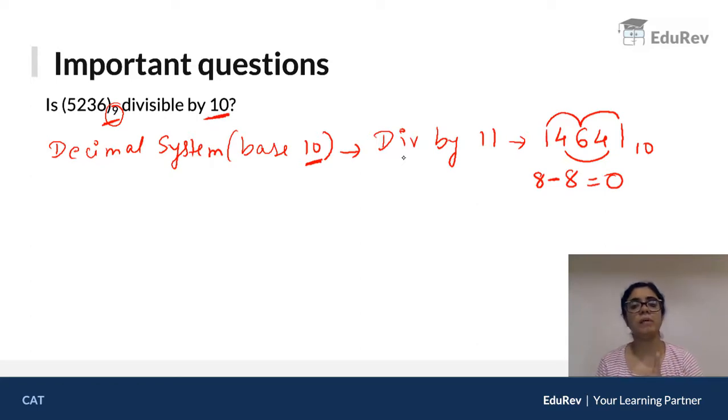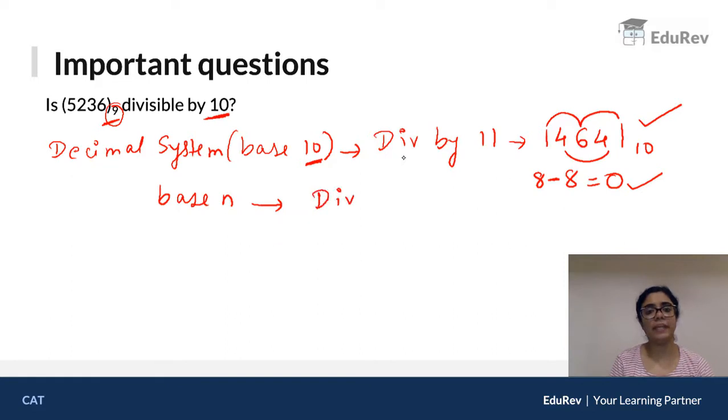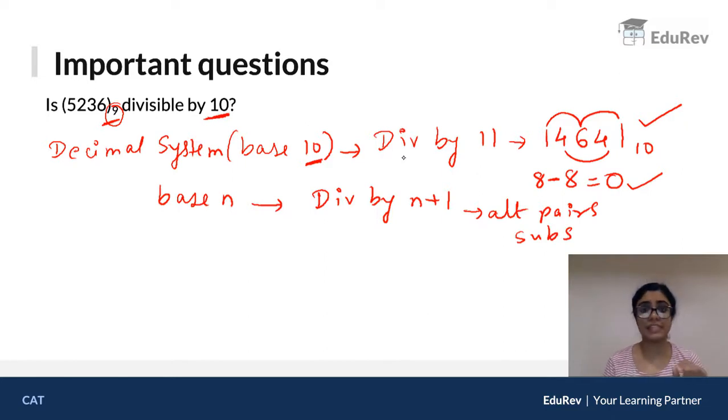Is 0 divisible by 11? A lot of students answer the question as no. But yes, 0 is divisible by 11. 11 zeros are 0. So 14641 is also divisible by 11. So if you want to check the divisibility of a number of base n, you have to check the divisibility by n plus 1. You have to form alternate pairs, subtract, and then check whether it is divisible or not. This is the rule. Now coming back to our base 9 system.